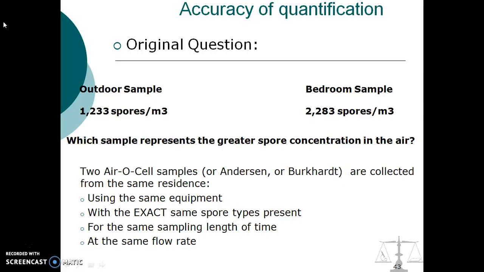So in this particular case, we've already mentioned we've got two aerosol samples, Andersen or Burkhard or any other kind of spore trap, collected from the same residence, at the same time, with the same equipment. We're even at the same temperature. Everything's the same. So let's try to keep these two as close together as we can, so that we're just comparing the data. So is 2,283 spores per cubic meter of air actually higher than 1,233 spores per cubic meter of air? Let's play the numbers game.